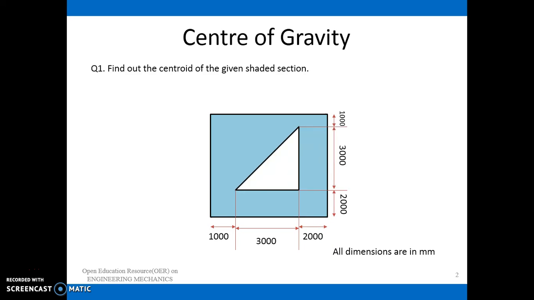Here it is actually a composite section. Composite in the sense we have two different geometries. As you can see, the blue region is what is left. We need to find the center of gravity of the shaded section. So it consists of two sections. One is a rectangular section, a 6000 by 6000 mm square section, and there is a right angle triangle embedded in it. All these dimensions are in mm.